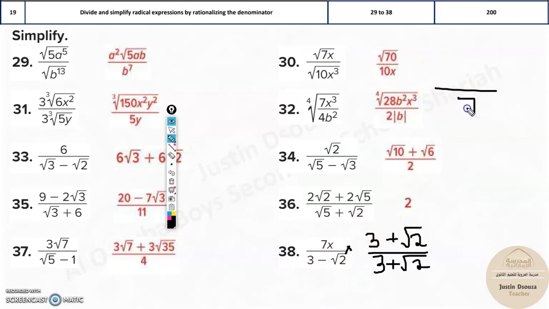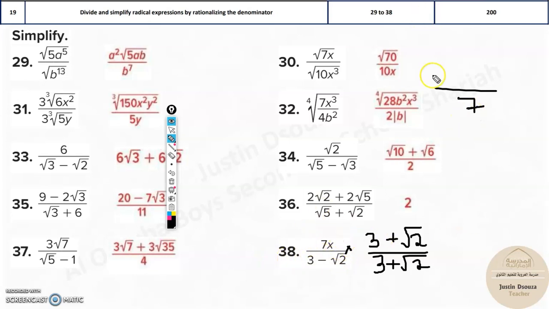The denominator is 7 when you solve it. Why? Because 3 squared is 9, minus root 2 squared, which is 2. 9 minus 2 is 7 if you use the formula. But in the calculator, the same answer.